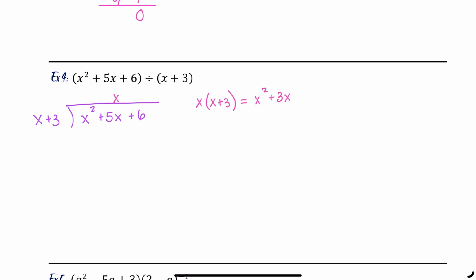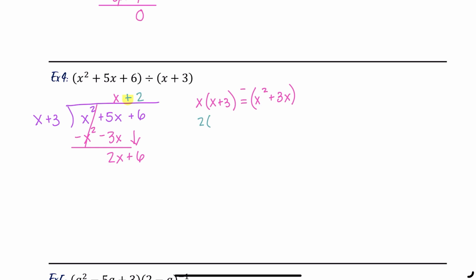Since I have to subtract that whole binomial, that's going to bring over here negative x squared minus 3x. I'm going to go ahead and subtract. That's going to give me 2x. I will bring down, and I'm going to start over. In the process now, I'm going to take this 2x divided by x, and 2x divided by x is a positive 2.